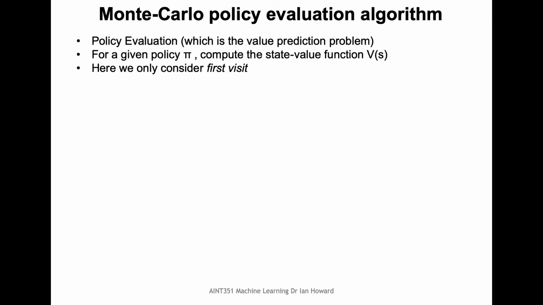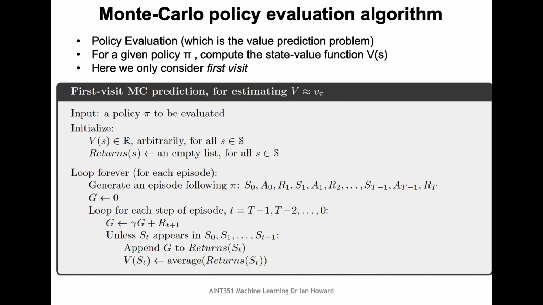So policy evaluation is basically just to work out the value. Given a particular policy, we can compute the state value. We're only going to consider first visit here. This is basically the Sutton and Barto pseudocode for doing this first visit estimation of state value. Initially, obviously you've got to have a policy that you want to evaluate. It could be random, but it could be something biased into giving you good values and good results. First thing we do is initialize our values.